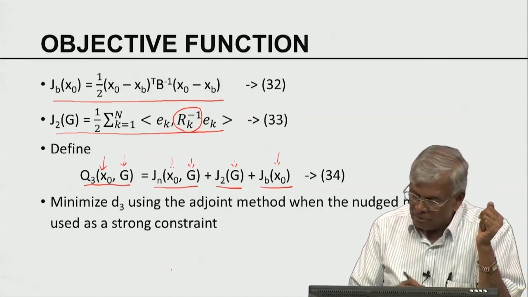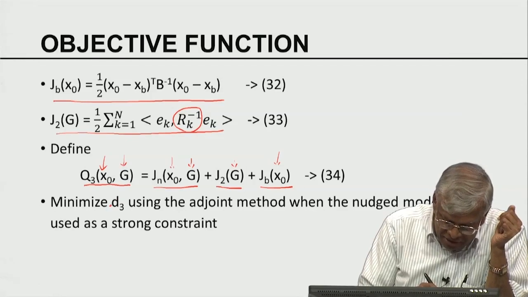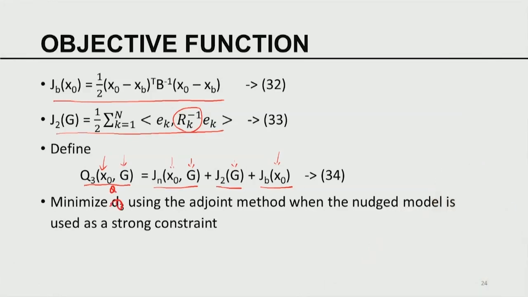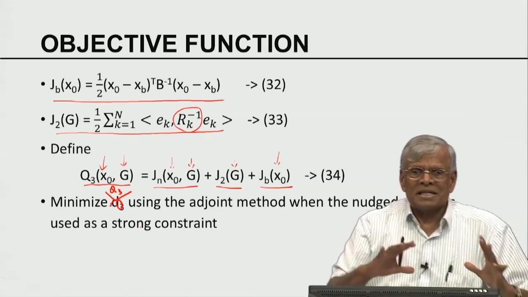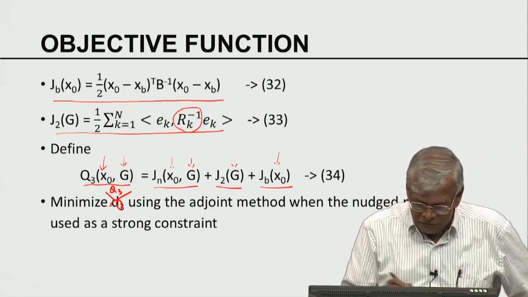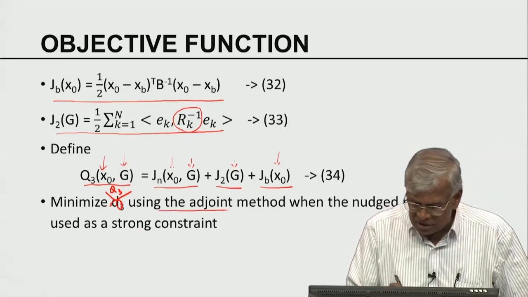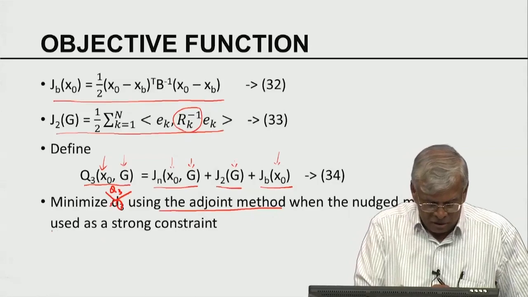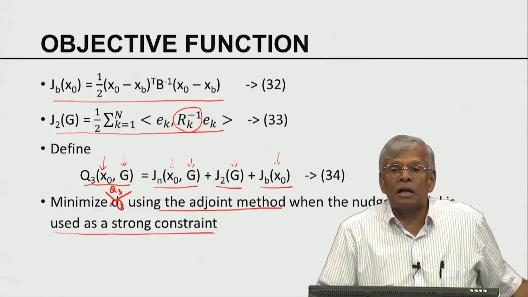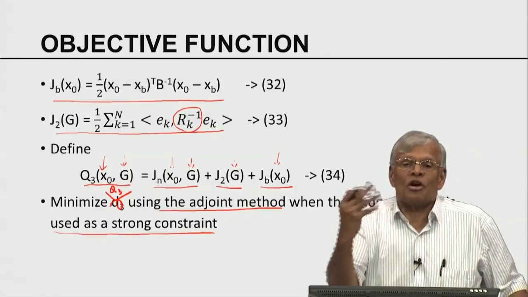So our objective is to minimize, I'm sorry, Q3. Minimize Q3 using the adjoint method when the nudging model uses a strong constraint. Now look at this. Again, they concoct a Kalman-like scheme, but they want to be able to find the initial condition and the optimal G by methods similar to the adjoint method, using the adjoint of the nudged model as a strong constraint.